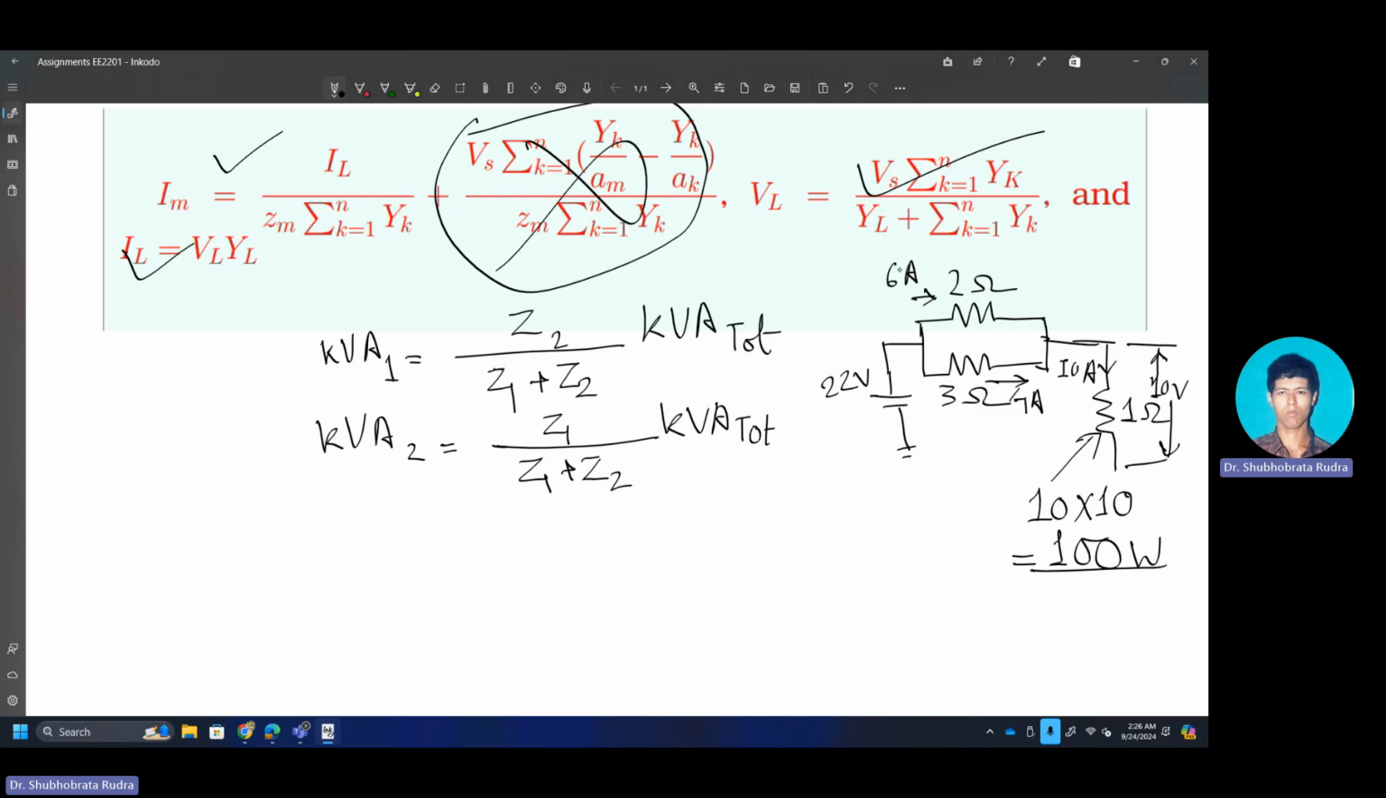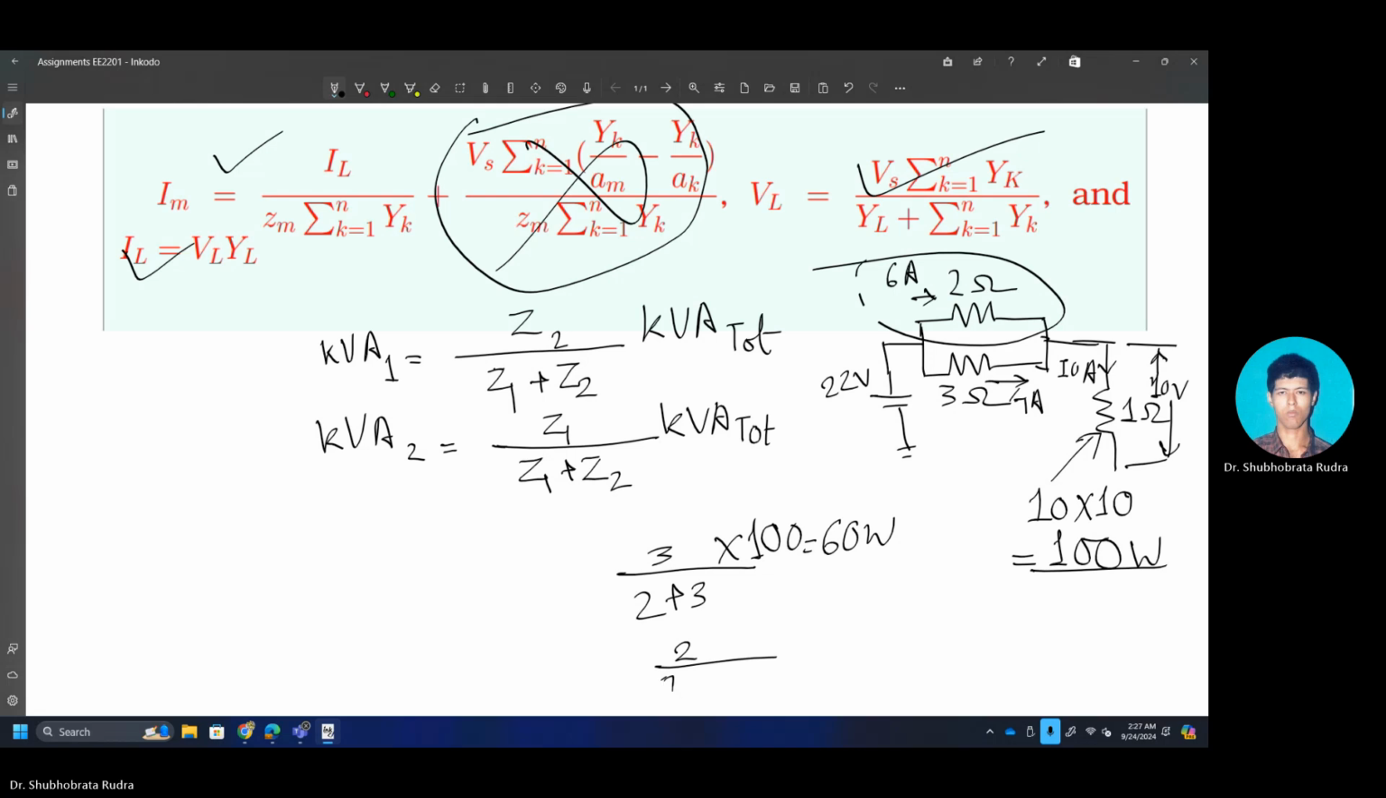Now how much out of 100 gets transferred through this 2 ohm? The answer is very simple. It is 3 by 2 plus 3 into 100. That is 60 watt. And how much of the 100 watt is getting transferred through the 3 ohm? That is 2 by 2 plus 3 into 100. So that is 40 watt. So 40 watt is getting transferred through your 3 ohm.